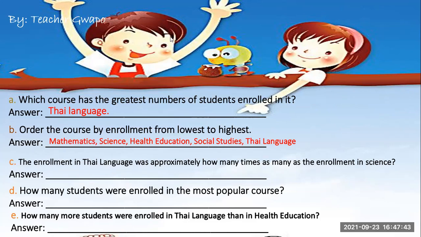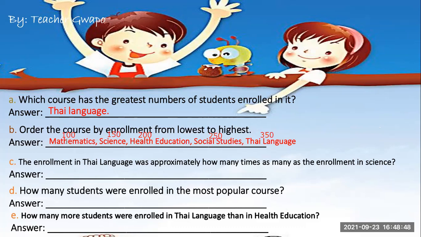Because in math, how many students enrolled? In math, there are 100 students. So let me write here 100 students. That is the number of students enrolled in that course. How about in science? In science, there are 150 students. How about in health education? In health education, there are 200 students. And in social studies, there are 250 students enrolled. And the greatest number enrolled is in Thai language, which is 350 students. So that's the arrangement from lowest to greatest.